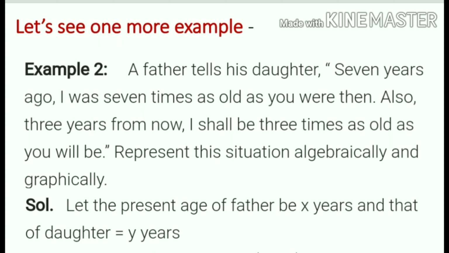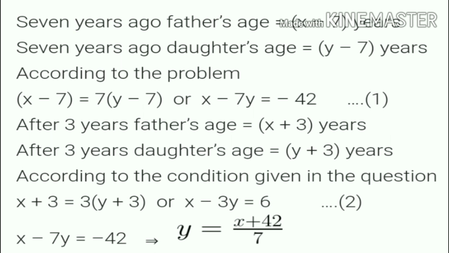Okay, now see one more example. A father tells his daughter, 7 years ago I was 7 times as old as you were then. Also, 3 years from now, I will be 3 times as old as you will be. Represent this graphically and algebraically. Okay, so first we let the age of the father be x years and the age of the daughter be y years. Now the problem is saying 7 years ago. So that means x minus 7 and y minus 7. The age of the father is x minus 7 years and the age of the daughter is y minus 7 years.